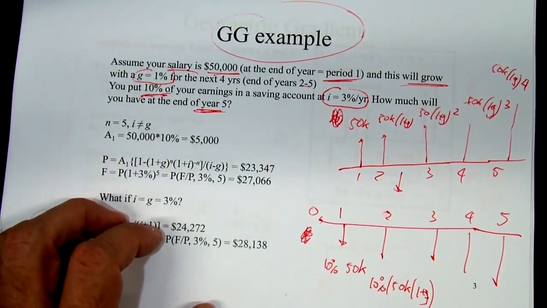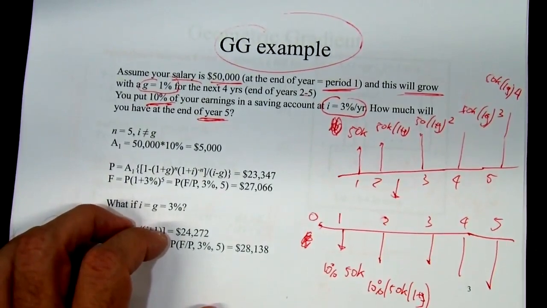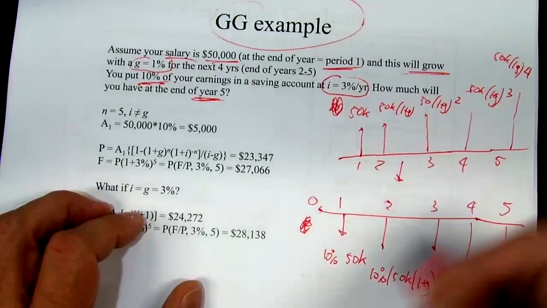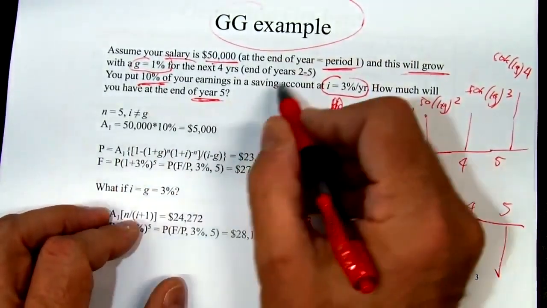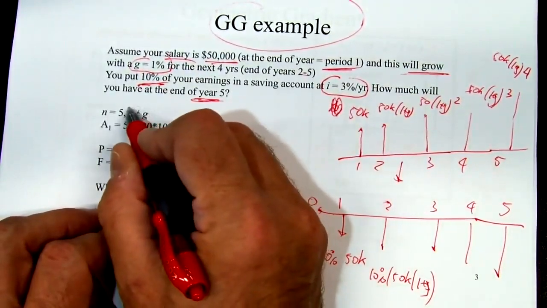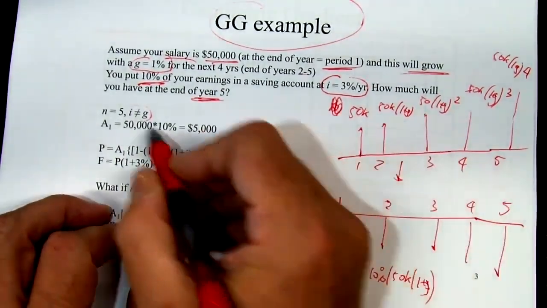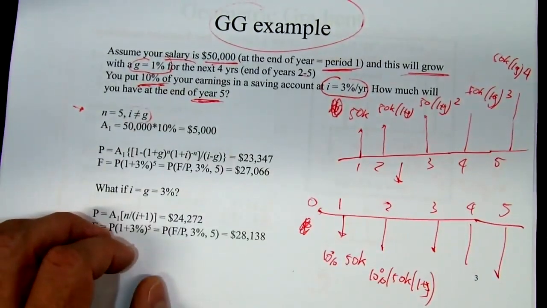Okay, you can definitely use the geometric gradient equivalence to do these calculations. Obviously it's all here, so let's do it case by case. In the given case, the G, which is 1%, is different than the I, which is 3%. So we are in the first generic case. The number of periods of the geometric series is 5 because it goes from 1 to 5.